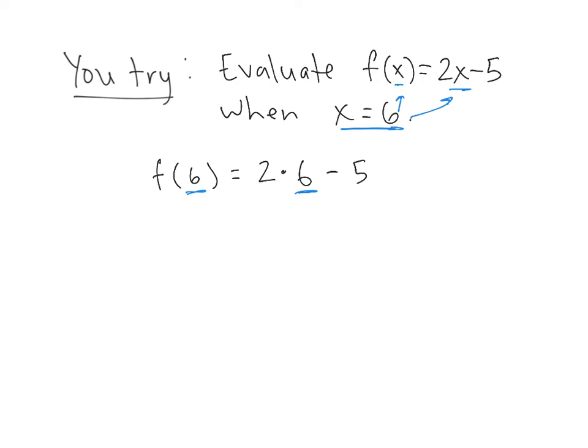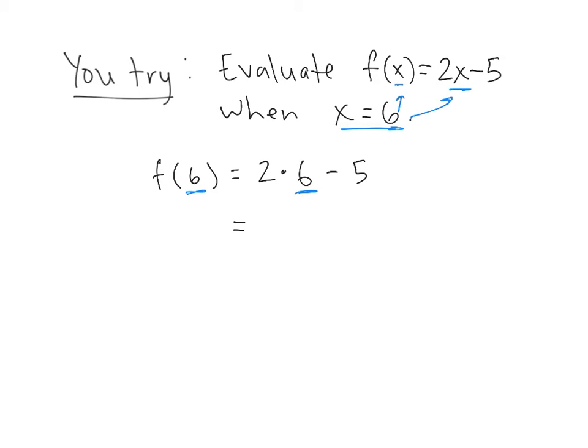Alright, so let's go through our solution on this one. A big part of these problems, the inputting and outputting problems, is all on the setup. So we need to input 6 in for x in our problem. And when we do that, I have it set up f of 6 equals 2 times 6 minus 5, and all of those blue slots there are representing the x values.